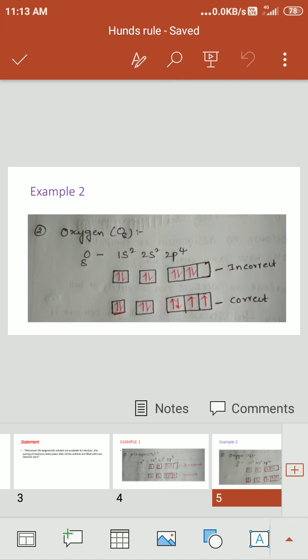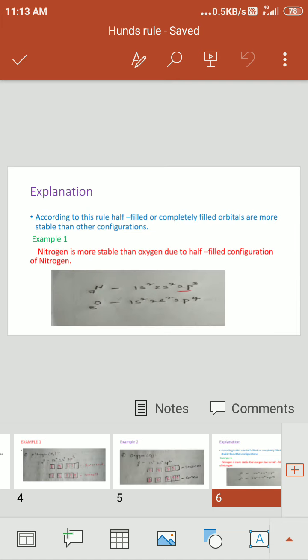And in the second configuration, p has three orbitals. Each orbital is filled with one electron, and the remaining electron enters into the first orbital. So according to this rule, we have to fill the electrons. And Hund's rule also says that completely filled or half filled orbitals are more stable than other configurations.